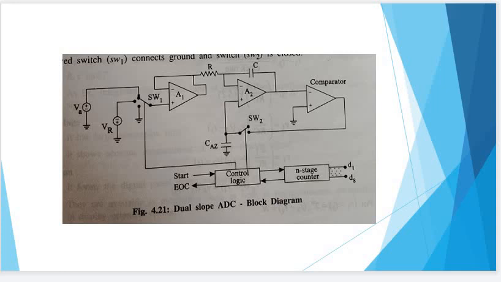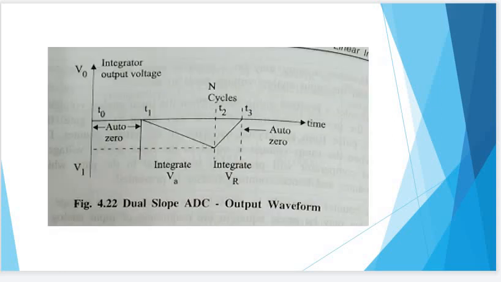So the figure represents the dual slope ADC with the two switches SW1 and SW2 and the 3 op-amps. The first op-amp acts as a buffer, and the last one also acts as a voltage comparator. The control logic provides the control signal for the A1 and A3 comparators. So finally we have the n-stage counter. The n-stage counter provides the output digital signal.